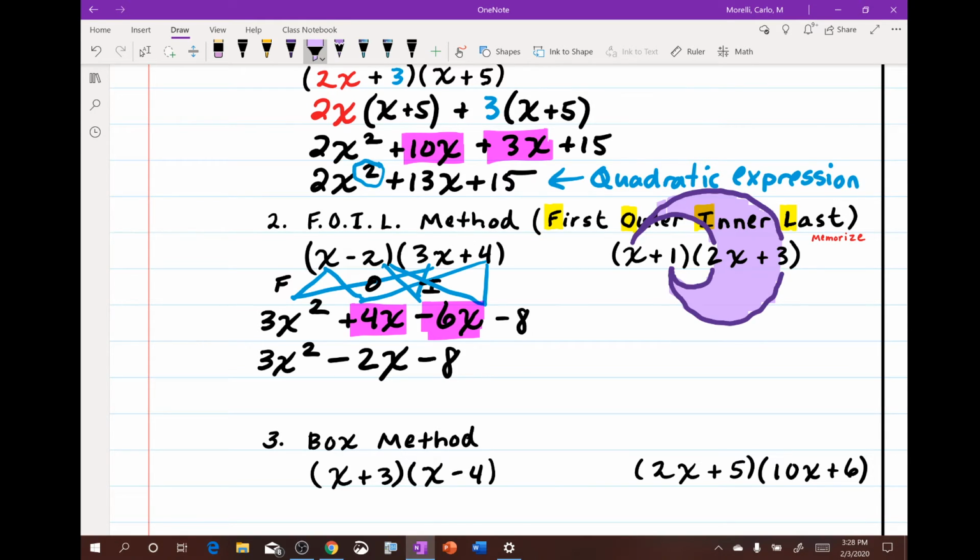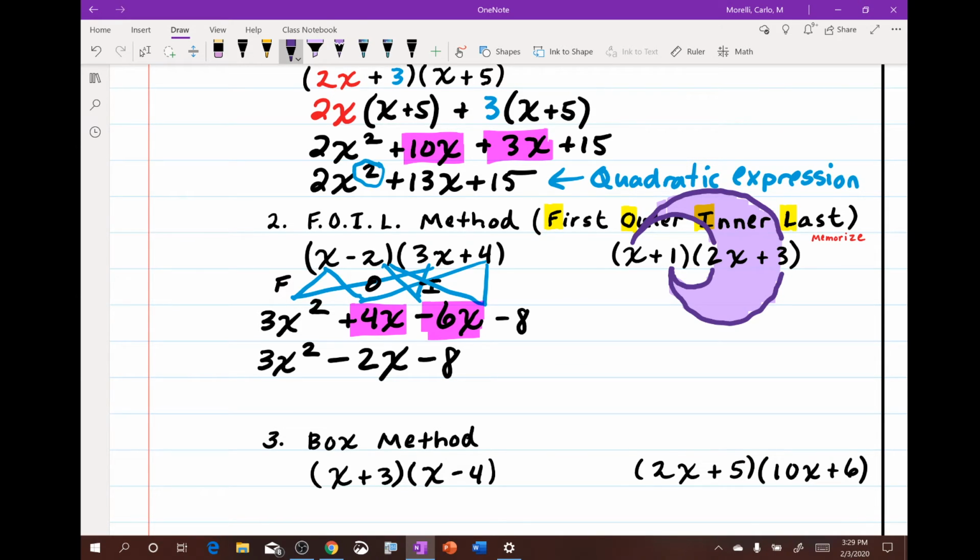Now, let's actually do it. And here's the deal. We're not going to do it in the FOIL order. We're just going to multiply whatever you want. You just have to connect. You have to multiply what the lines are going from and to. So give me an example. Like, tell me what you think I should write down.